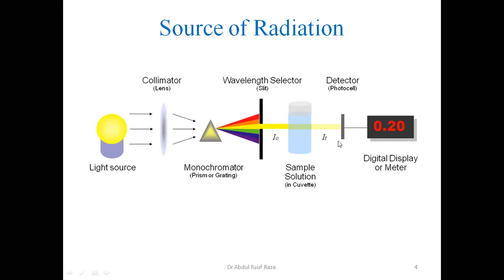Which means, what is the absorbance? Absorbance is 0.8. If 0.20 is the intensity, so here it is 1, here it is 0.2. So it means 0.8 is being absorbed. 80% absorption is taking place. This is how we can work it out. So this is how a UV visible spectrophotometer works.